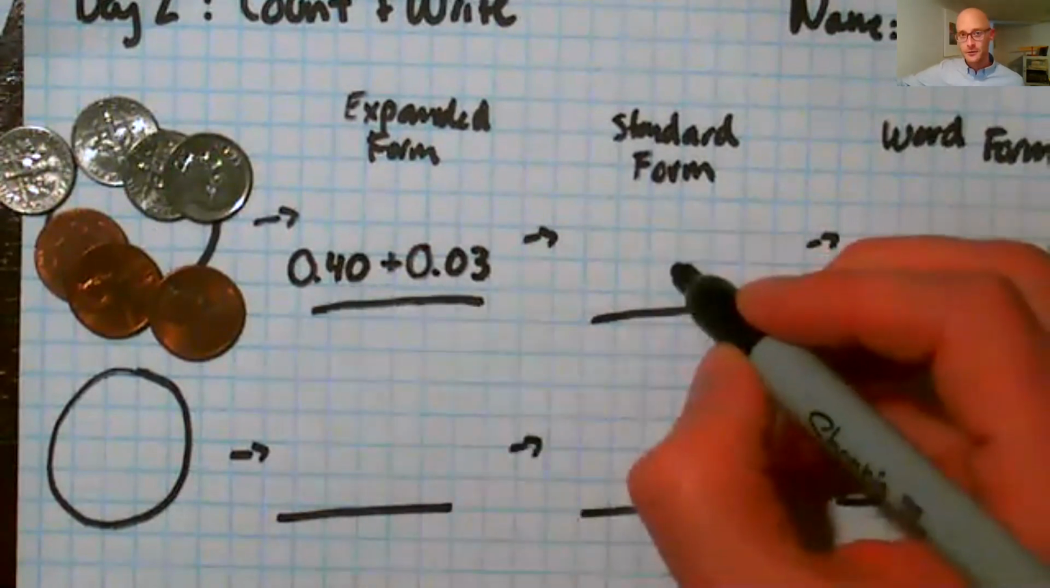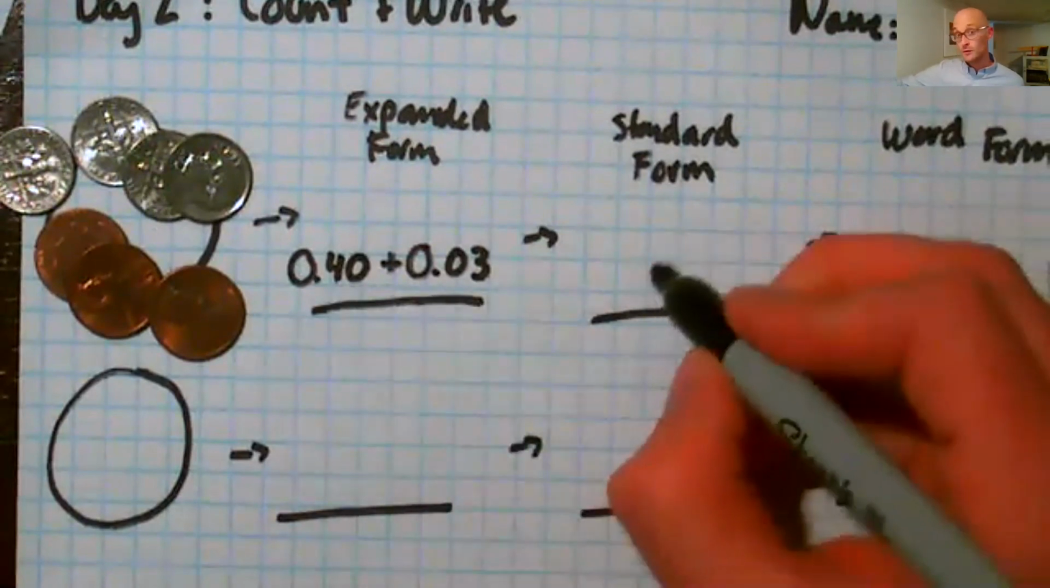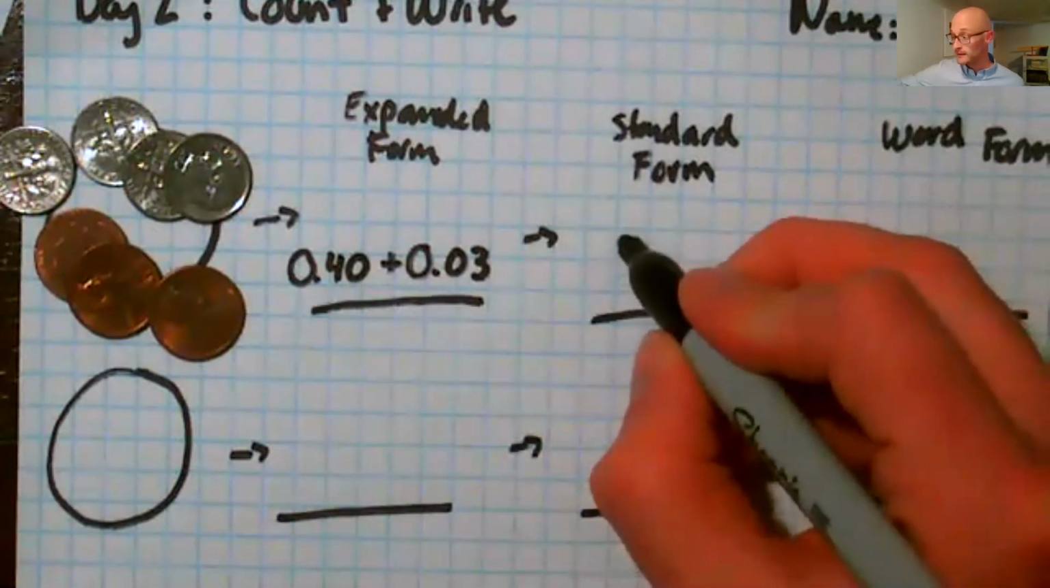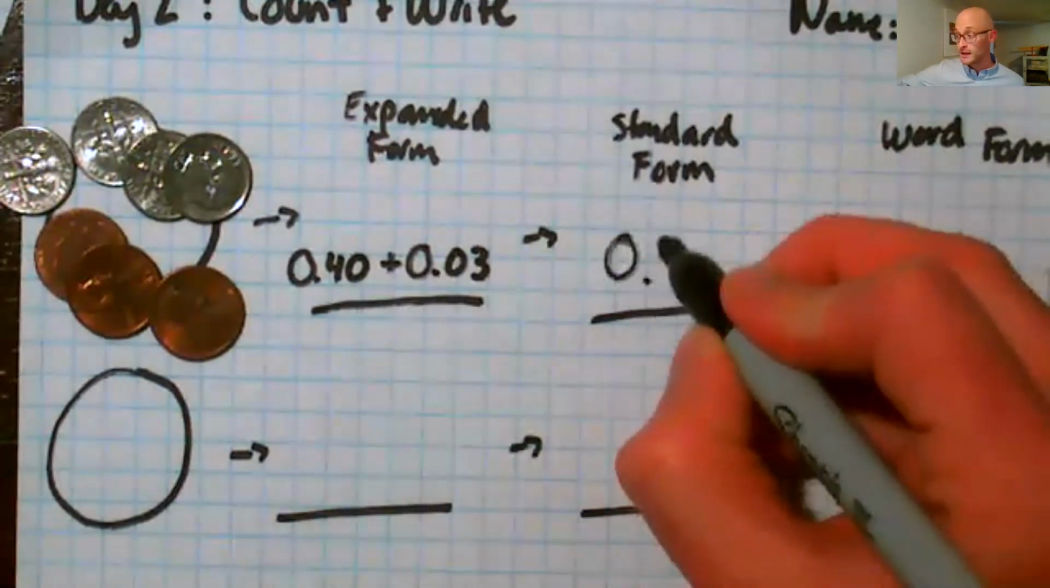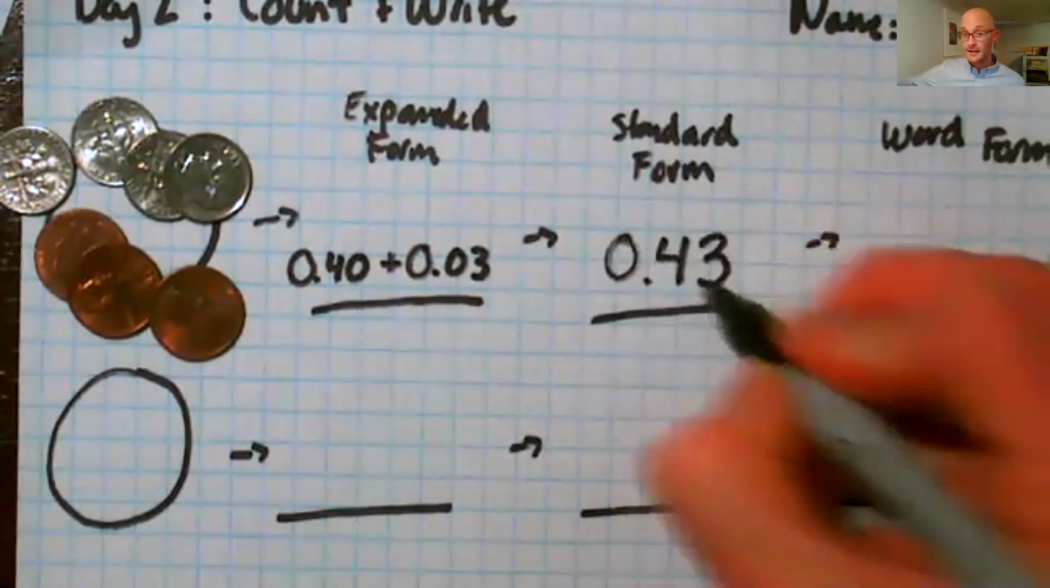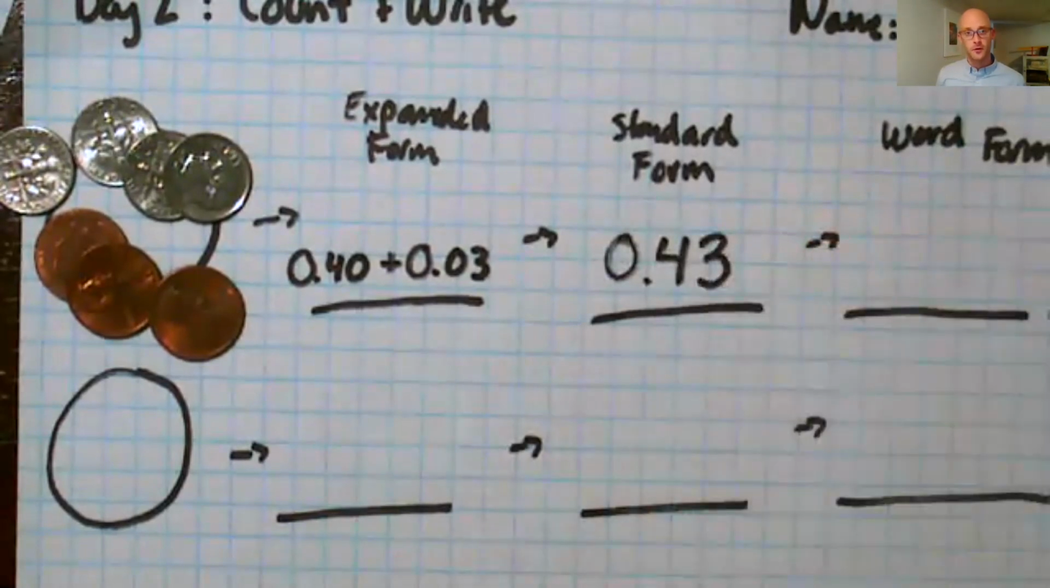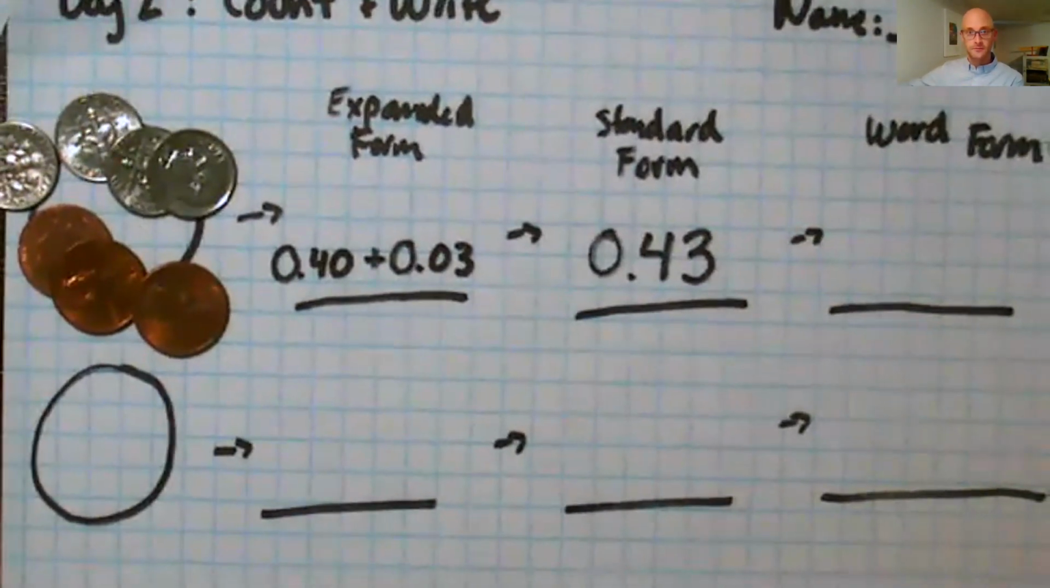Now we're going to write it in standard form. Or how would we write 43 cents if it was written like on a price tag? Well, we'd write it like this. No dollars and 43 cents, just like that. That's the standard form. Like I said, a lot of people call that the normal way of writing it, right? And then finally in word form, we're going to write 43 cents.